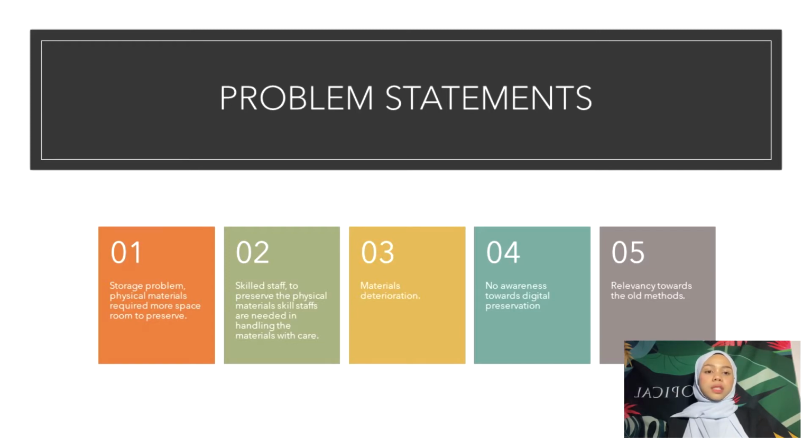With the advancement of technology nowadays, we need to use its benefits in preserving the archival material, which could benefit not only the organization itself but also its users, who can access the material digitally and online anytime they want and anywhere they want.